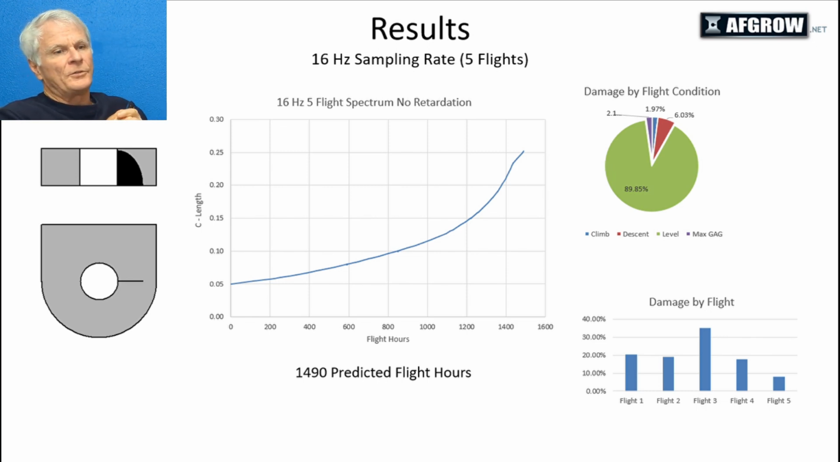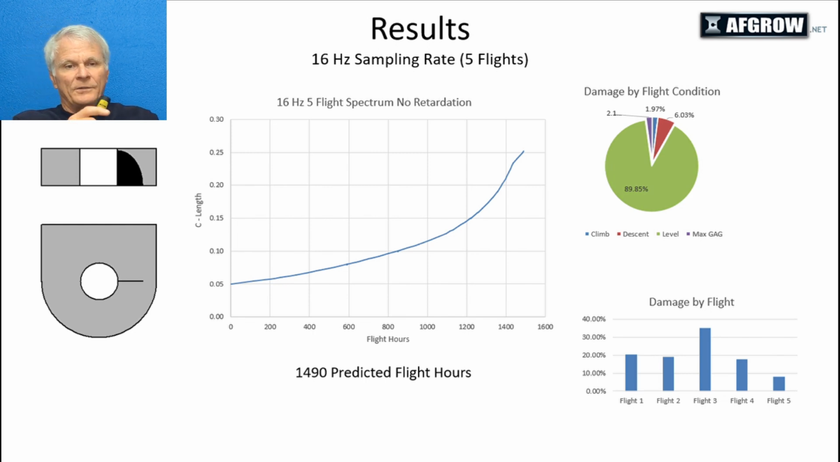Again, this was just so you could see how you could do anything you'd like. If you would like to tag any part of your spectrum, you can do that, and then AFGROW will keep that in your spectrum after it counts it, and then you'll see the result when you run the life prediction. You can see how much damage was caused by anything you've tagged in your spectrum.